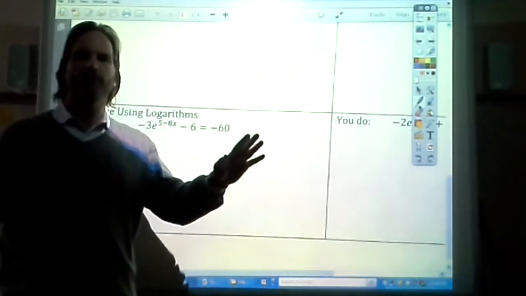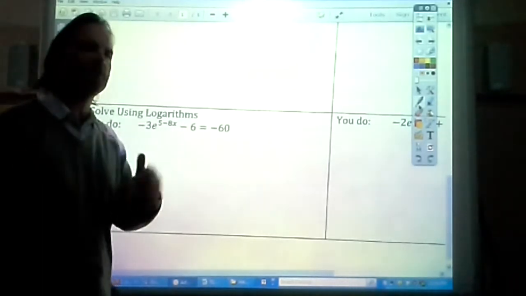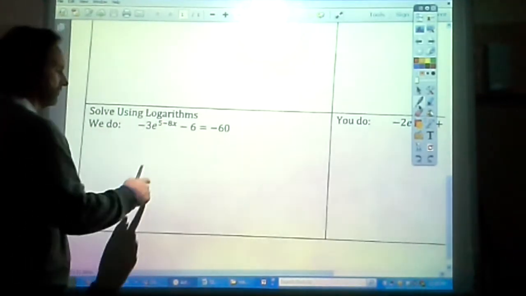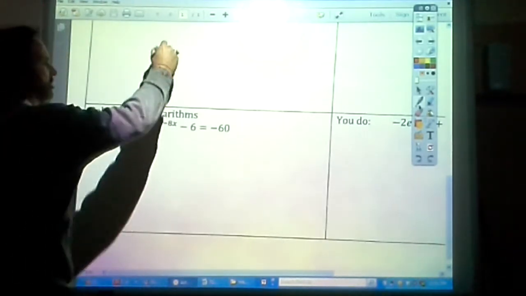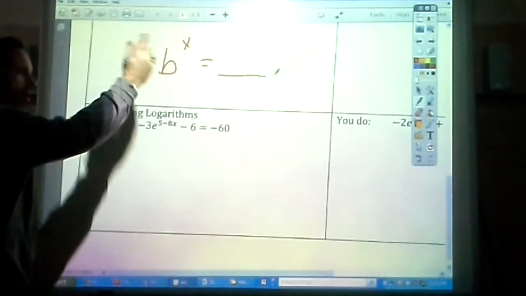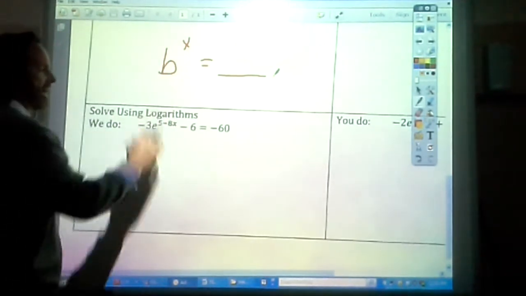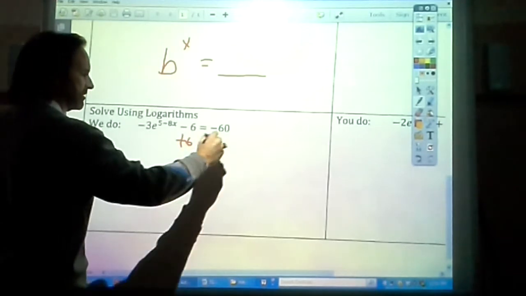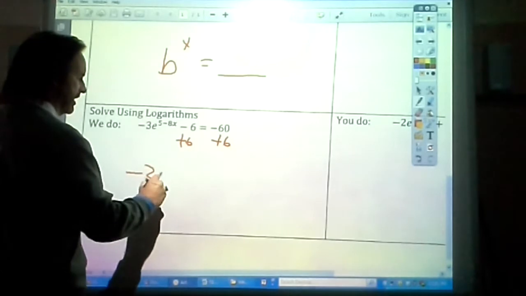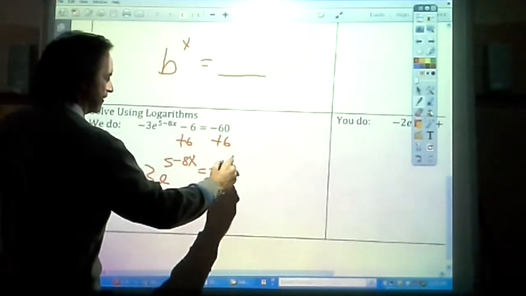If you don't have a log, try to get the common base. If you can't, you'll take the log of both sides. The reason we do that is because it allows our exponent to come down. First thing you do though is get just your base and the exponent equal to something, and then we can take the log of both sides. But first we've got to clean this up. So I'm going to add 6 to both sides. That gives me negative 3e to the 5 minus 8x equals negative 54.